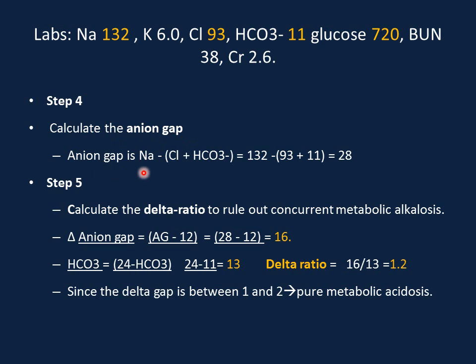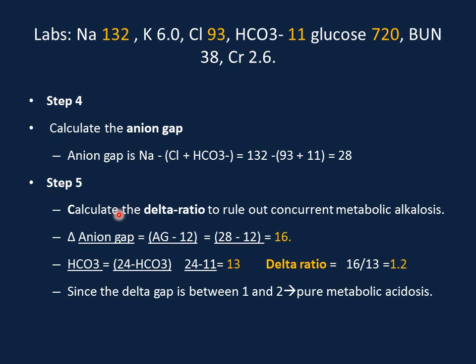The anion gap here is sodium minus chloride plus the bicarb. 132 is the sodium, 93 is the chloride, and the bicarb is 11. So the result is 28. So this is an elevated anion gap. So this is a metabolic acidosis with elevated anion gap.